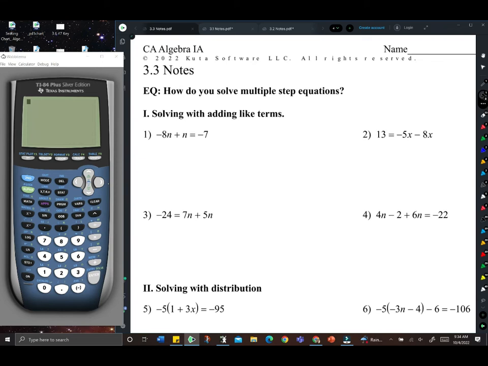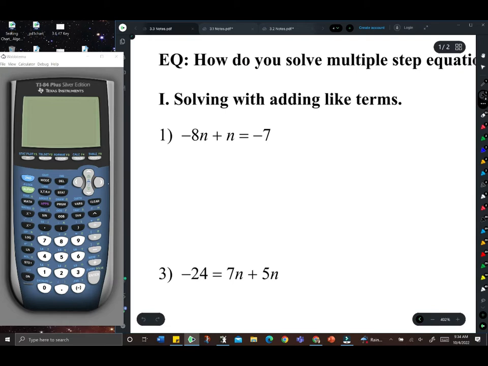And welcome again, Cougar Academy Algebra 1A, to lesson 3.3, multiple steps. We did one step, we did two-step, multiple steps going on today. So, a few different types here. Solving by adding like terms first.